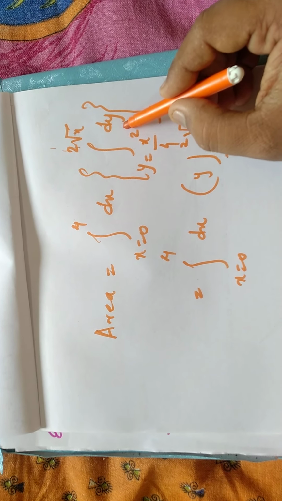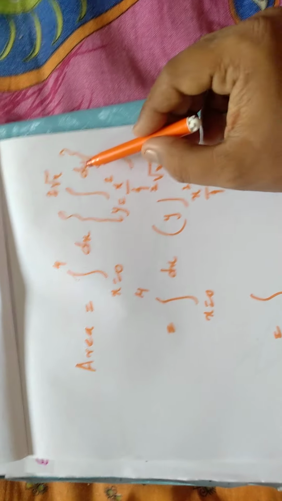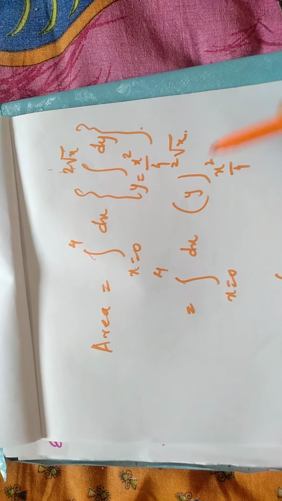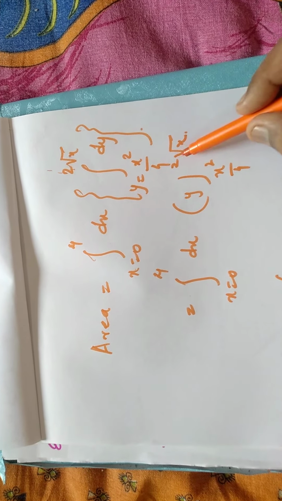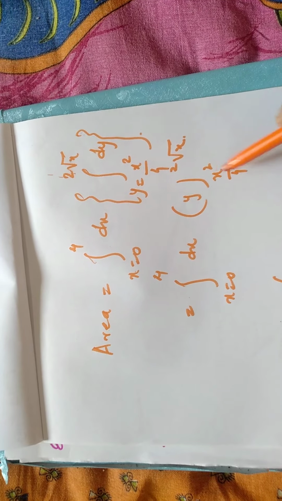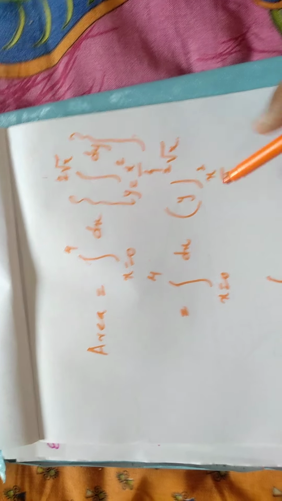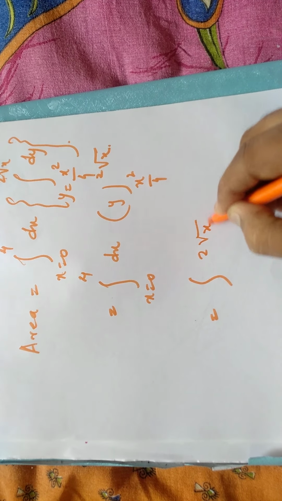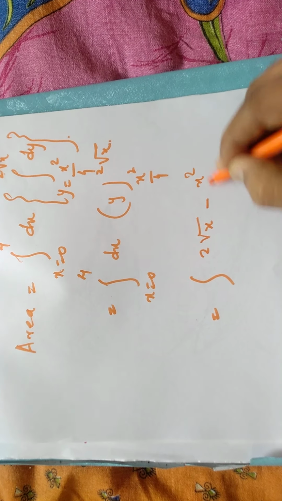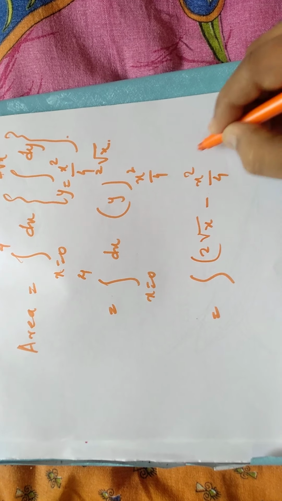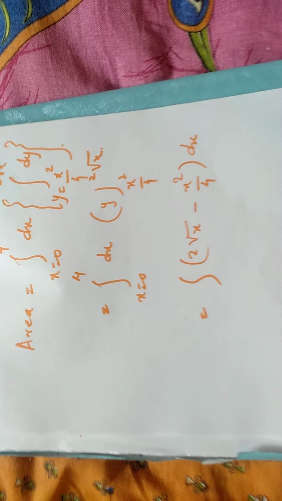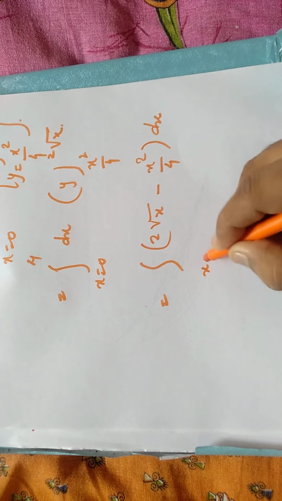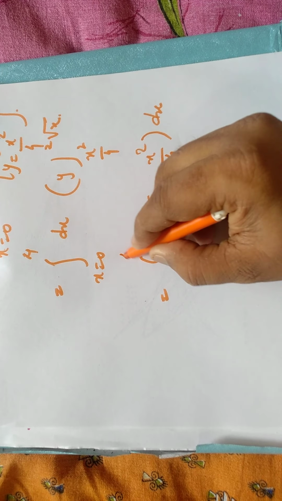There is only one term of y, that is dy. So integration of dy is y. Limits of integration we will put here. Okay, limits of y are x square by 4 to 2 root x. So that limit we will put now. Upper limit 2 root x, lower limit x square by 4, dx, and limit of x is 0 to 4.